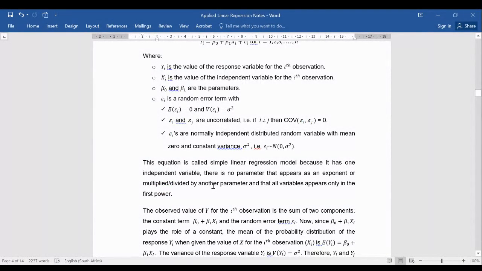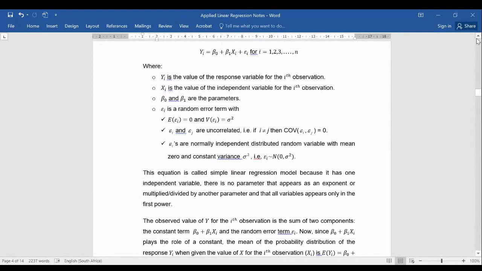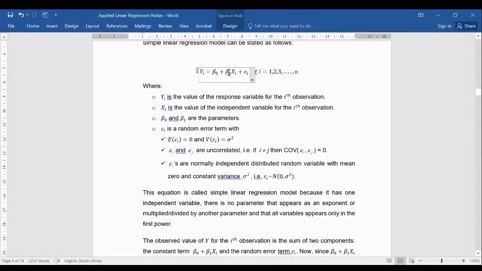And it is linear because there is no parameter that appears as an exponent or a parameter that is multiplied by another parameter or divided by another parameter. So as you can see, we have two parameters with no exponents or multiplied or divided by another parameter. So it is linear because of that reason. And it is simple because it has one independent variable. So that is why it's called a simple linear regression model.